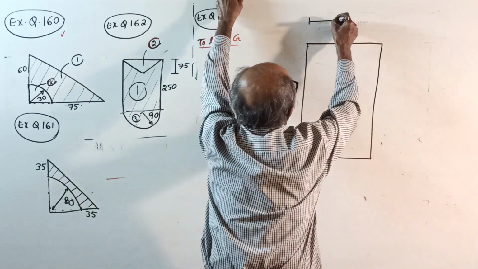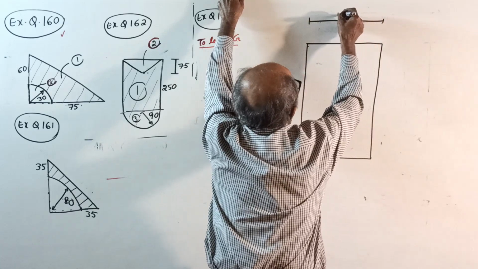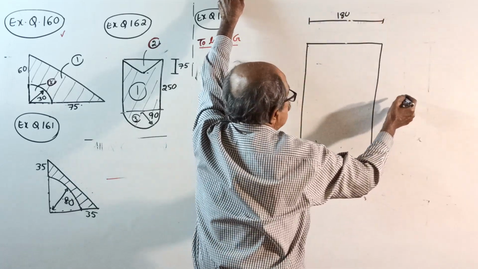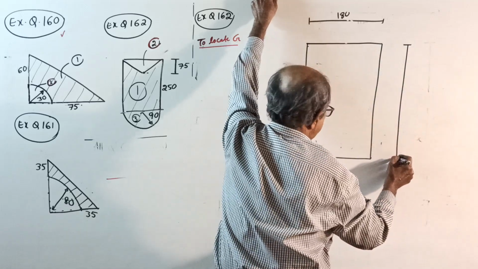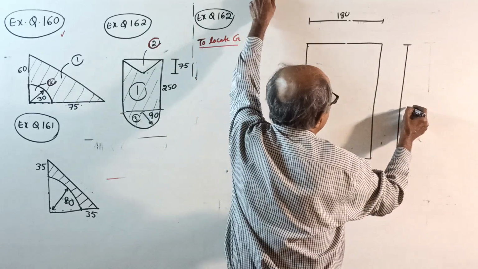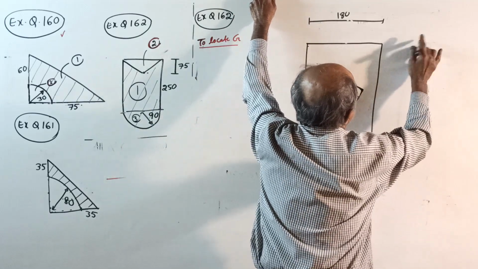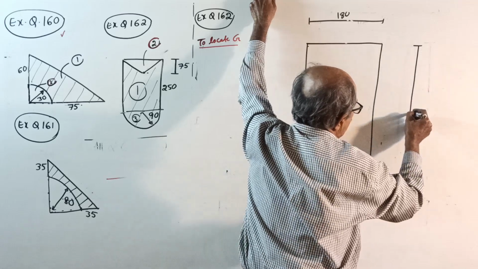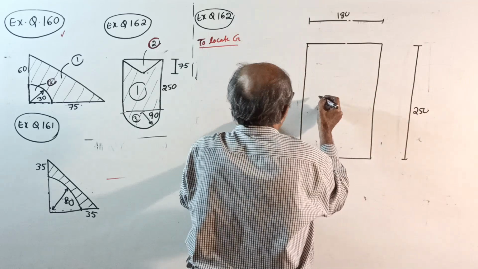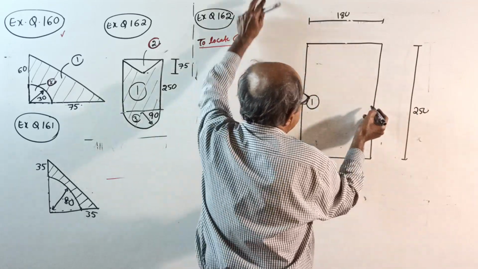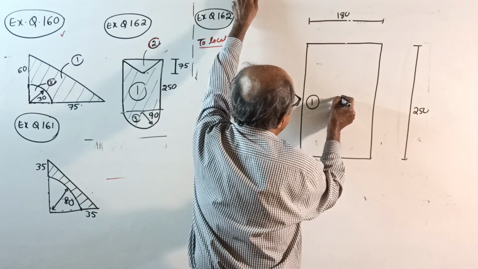Dimensions are, this is 180, and so far this distance is how much? This is 250. It will be this side, I write. This is 250. Okay. This is your 1. See, this is your 1. Its centroid will be here.